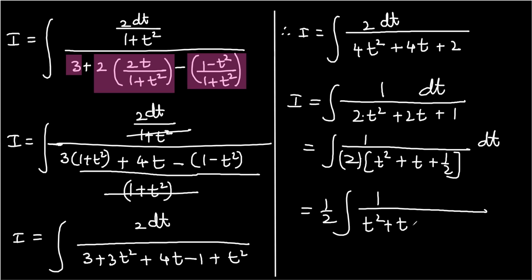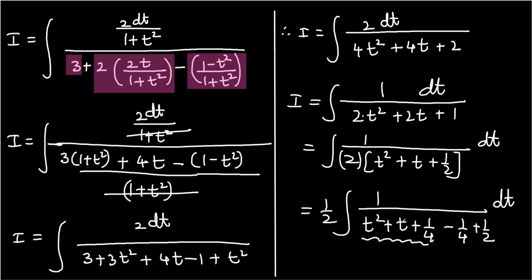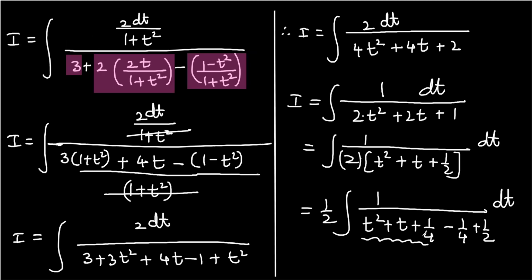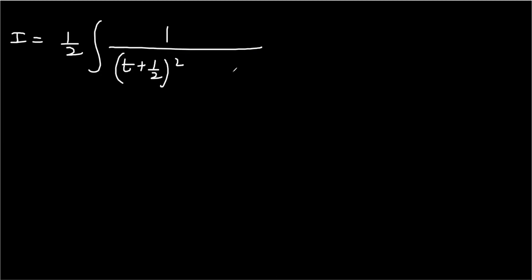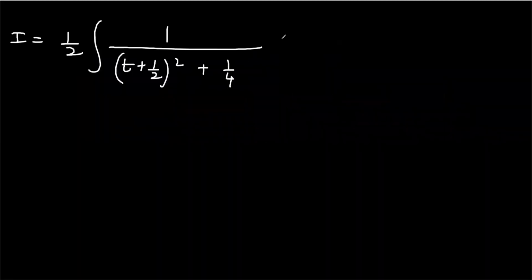So t square plus t plus the proper last term 1 by 4, minus 1 by 4 plus 1 by 2, dt. Now the first three terms will give you the perfect square. So I have I equals 1 over 2, 1 upon t plus 1 by 2 the whole square, and here I have minus 1 by 4 plus 1 by 2, that is equal to plus 1 by 4, dt.